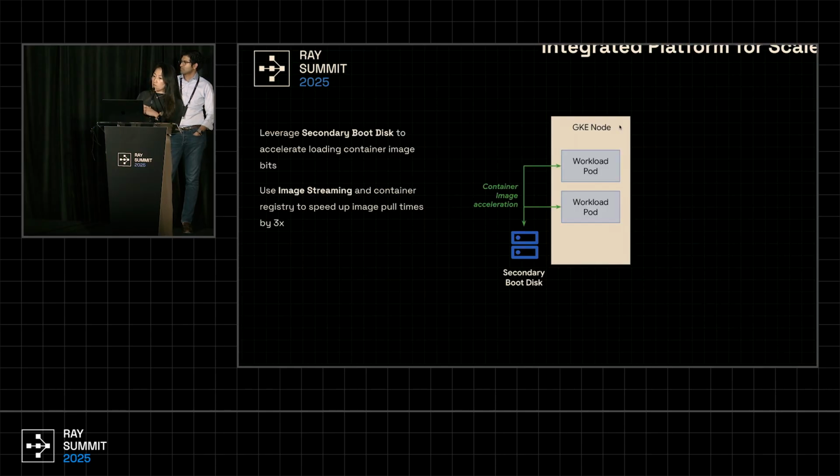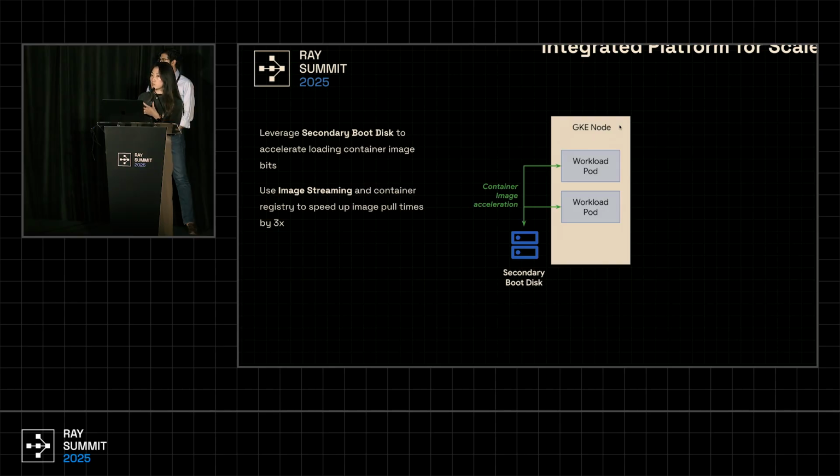Another sort of bottleneck that we see in day one frequently is around startup time, right? Many of us are pulling large container images, ML models, and data sets and so forth, so it takes a little while for startup. How we address this is with secondary boot disk and image streaming. So secondary boot disk makes sure that you can preload your data sets so your Ray workers can experience it as sort of local data as they start at the time of provisioning.